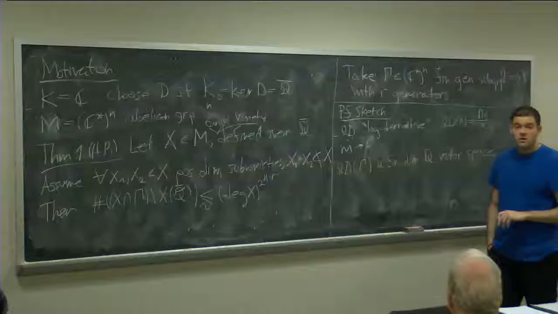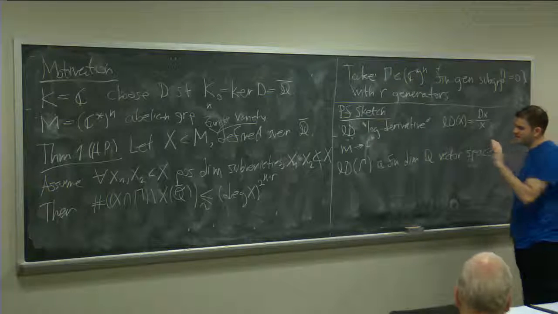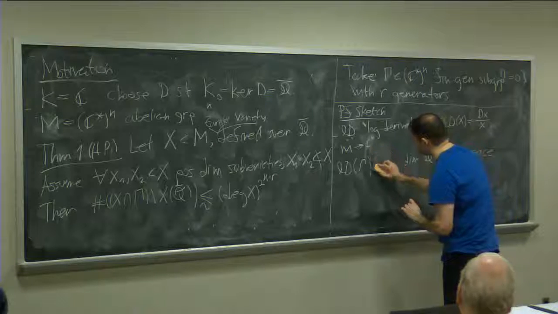Why is it a Q vector space? So if gamma is a finitely generated subgroup... yeah, you're right. I'm a bit loose here. Let's say it's contained in a finite... you're right. I'm a bit loose here.